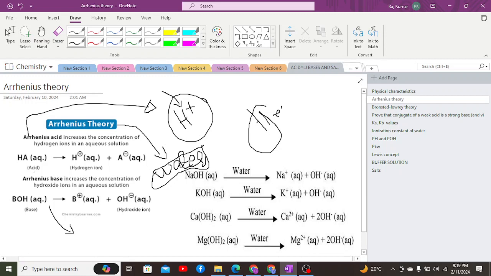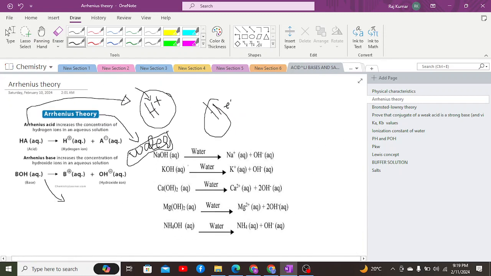Now coming to another point, there are some examples over here. Sodium hydroxide, NaOH. Now when it is dissolved in water, it basically dissociates into sodium ion and OH ion in the aqueous solution, such that the sodium and OH ions indicate that there is the presence of a basic solution. There is presence of basicity, such that OH ions represent the basicity of the solution.